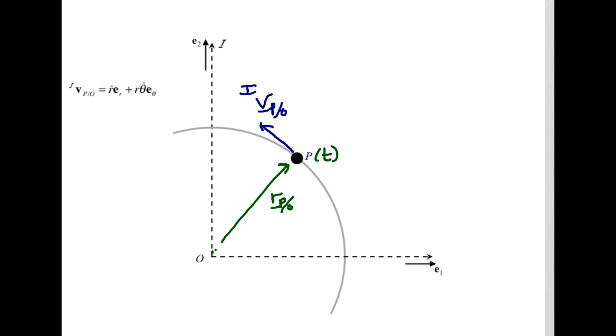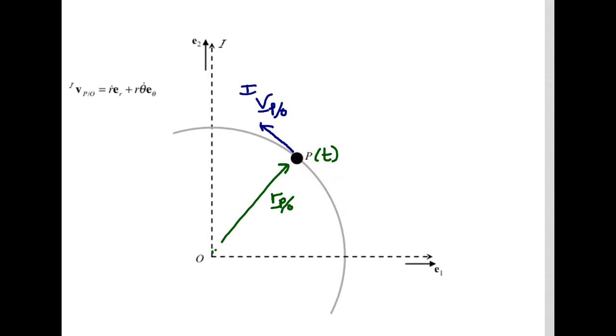So this point P is going to have a direction of its velocity, and you can see here that if this point P is rotating in the counterclockwise direction, the velocity should point in that direction. Also, if it's in the clockwise direction, that velocity is pointing in the opposite direction.